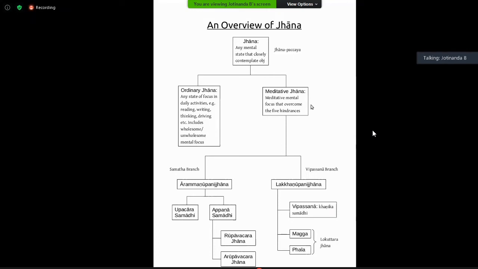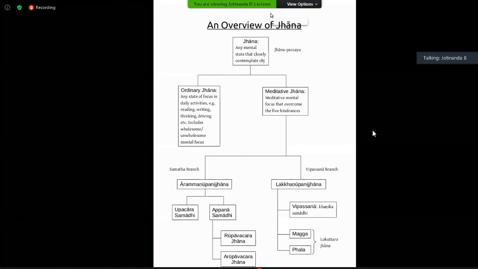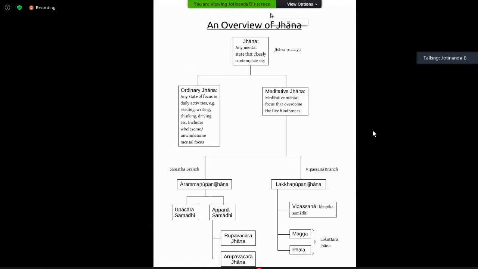Okay, so those of you who do not have this chart, you want a copy, you can request from Willing and give her some work to do.